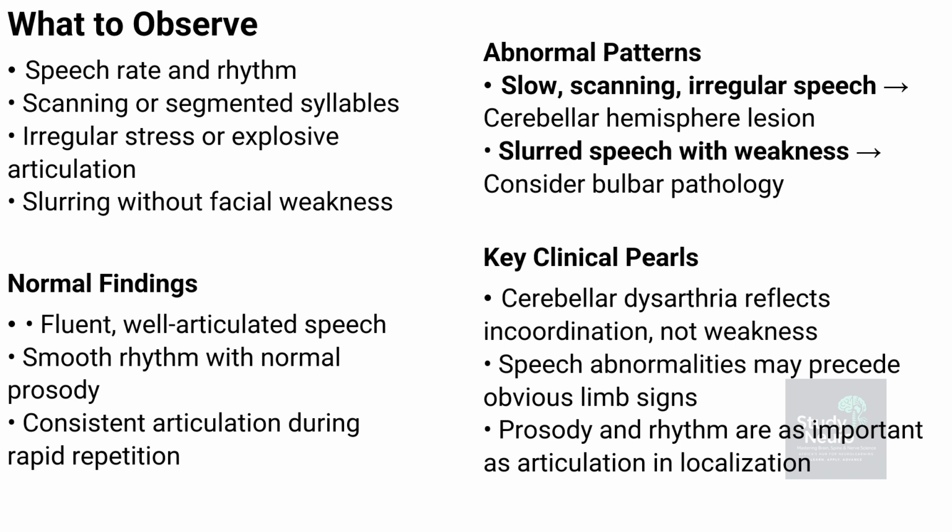Normal speech should be fluent, smooth, and consistent even during rapid or complex tasks. Abnormalities include slow, scanning, or irregular speech, which suggests a cerebellar hemisphere lesion, or explosive syllables with variable pitch, indicative of cerebellar dysarthria. Importantly, slurred speech with weakness may point to a bulbar disorder, not cerebellar dysfunction.